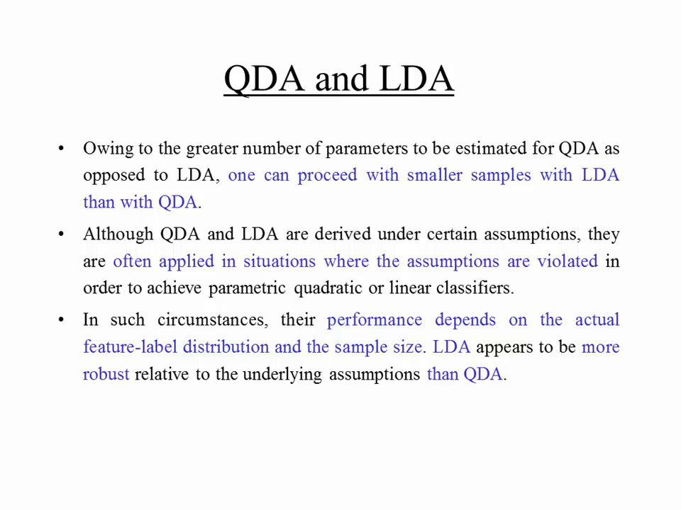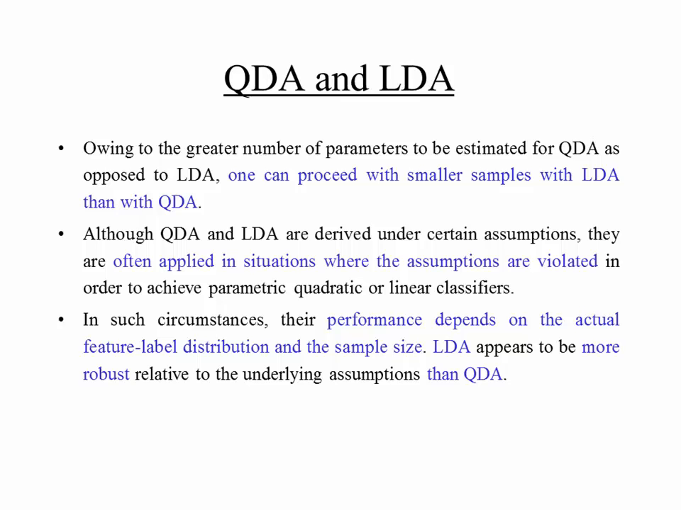Now, owing to the greater number of parameters that have to be estimated for quadratic discriminant analysis as opposed to linear discriminant analysis, one can proceed with smaller samples in the case of LDA as compared to QDA. Another point to note is although QDA and LDA are derived under certain assumptions, they are often applied in situations where the assumptions are violated in order to get parametric, quadratic, or linear classifiers, in order to get simpler classifiers. Because remember, I said if you have some structure, life becomes a lot simpler.